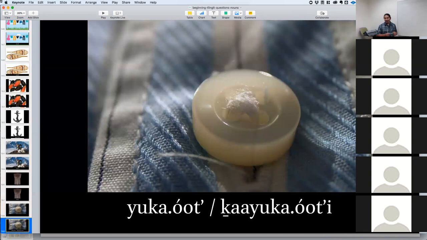Yukaoot. Or Kayukauti. And that word oot, you guys know what that means? Octopus sucker. It's an octopus sucker, right? So that's what this guy is named after.